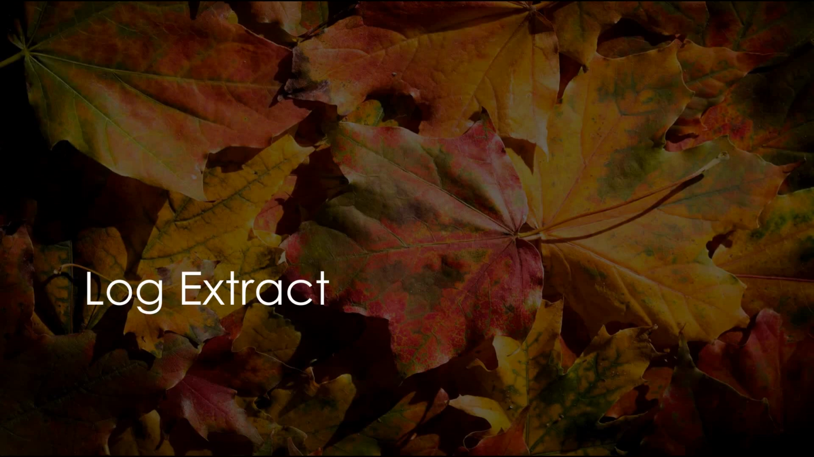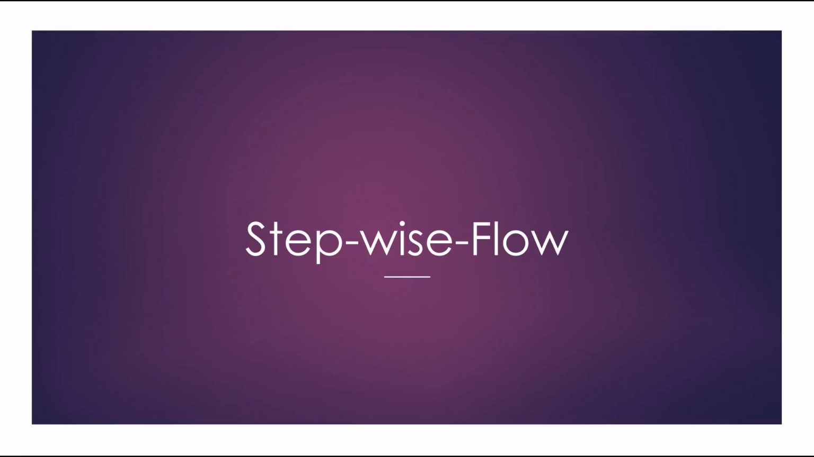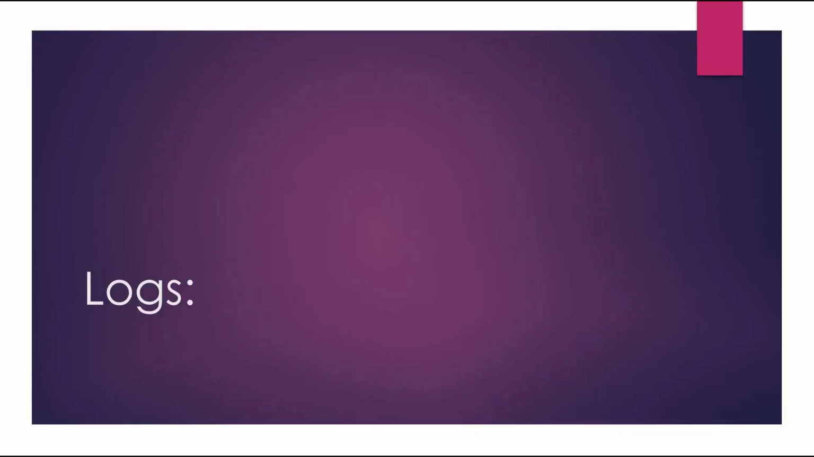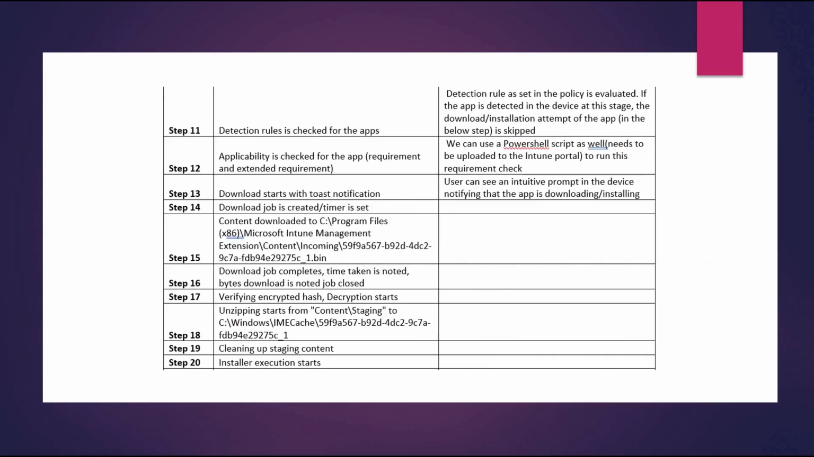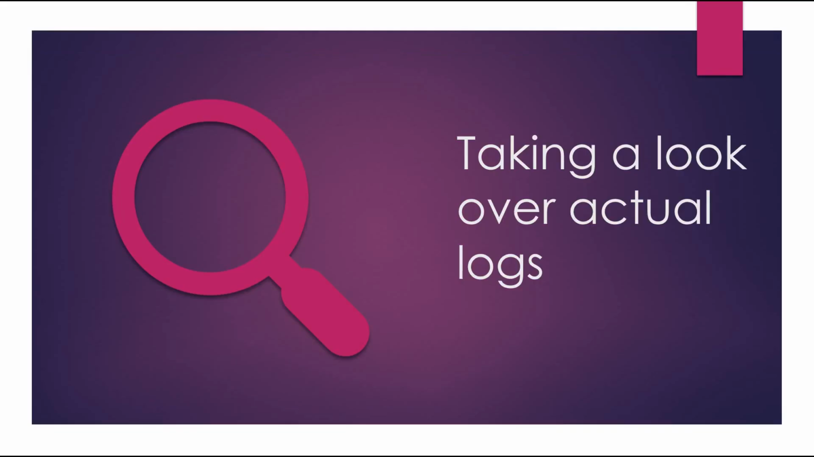So now we have taken a look over the flow, and this flow is in accordance with what we saw in this block diagram. Now we will take a look over an actual log. Before we do that, this is the same information but in steps, so you can just read through it. It's more or less the same information in 32 steps, I guess. So it does the same thing. We will see all of this happening in the log extract.